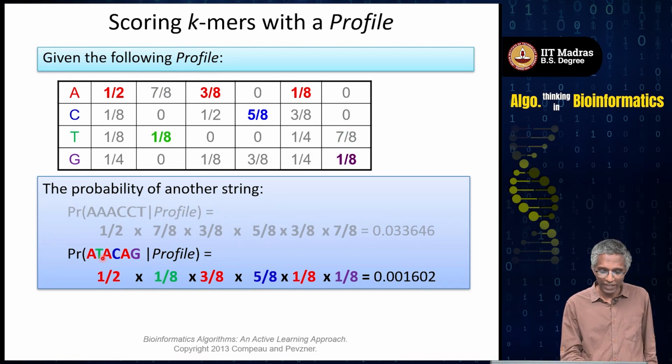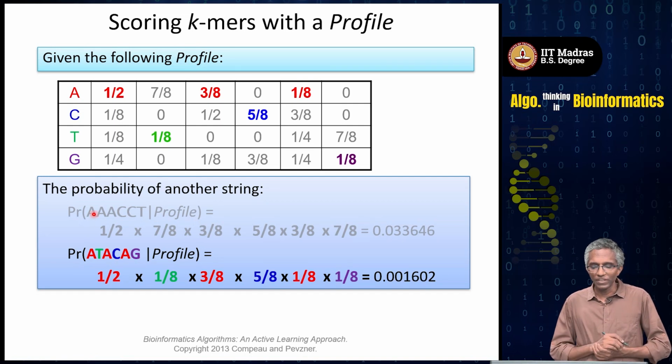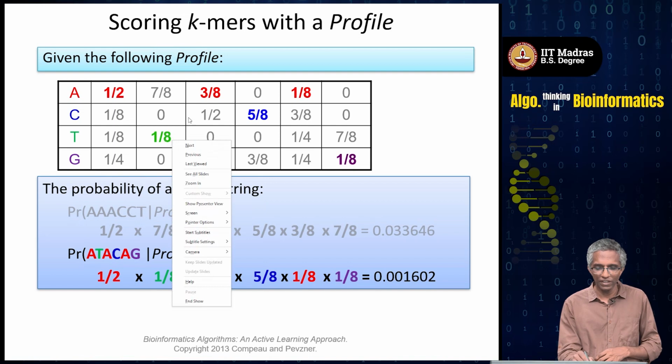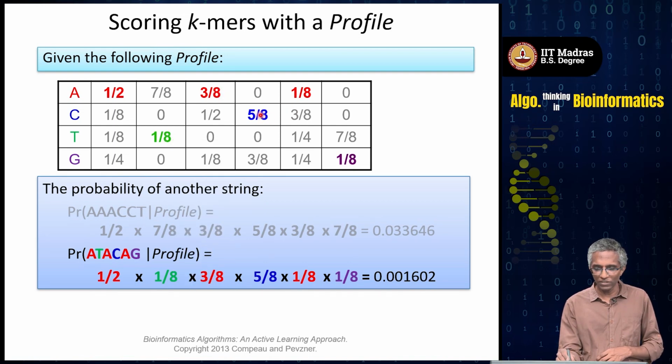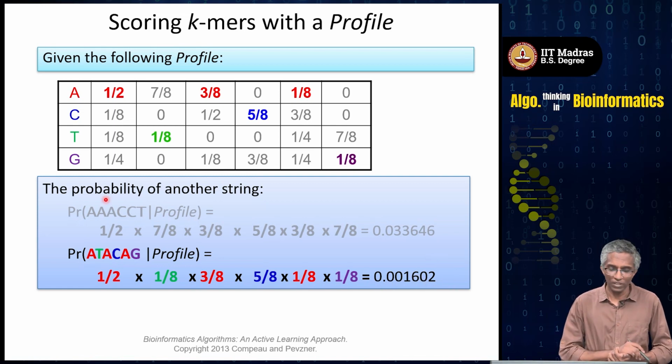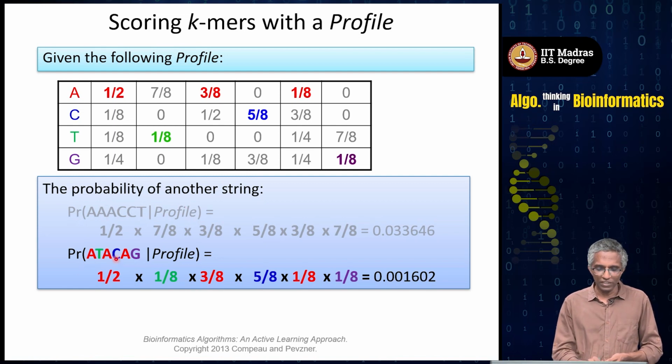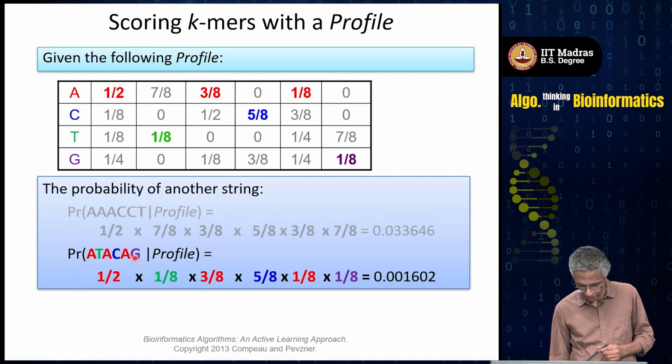You can also ask this for other k-mers that are generated by this profile. So, if you have AAACCAG instead of AAACCT, you again look at 1 over 2 here, but then instead of 7 over 8, I have to look at the second letter, which is 1 over 8, the third letter is A, the fourth letter is C, then A, G. Then I multiply all of these colored entries in the profile matrix and I get 0.001. So, this is a lower probability than the other one. The AAACCT k-mer has a higher probability than the second k-mer, AAACCAG.